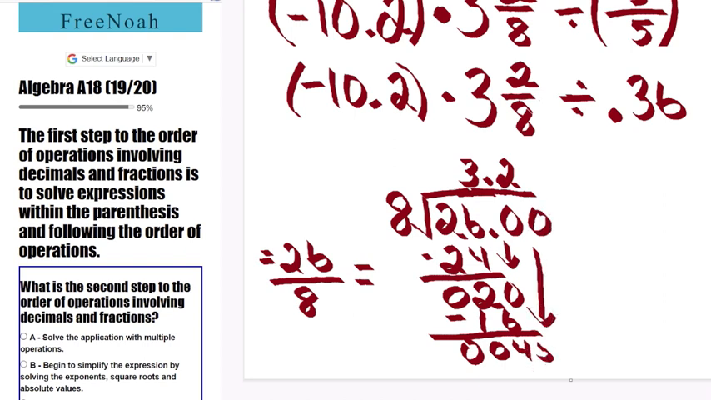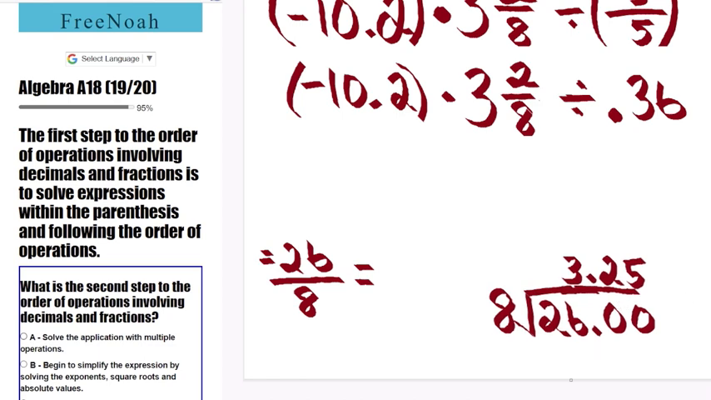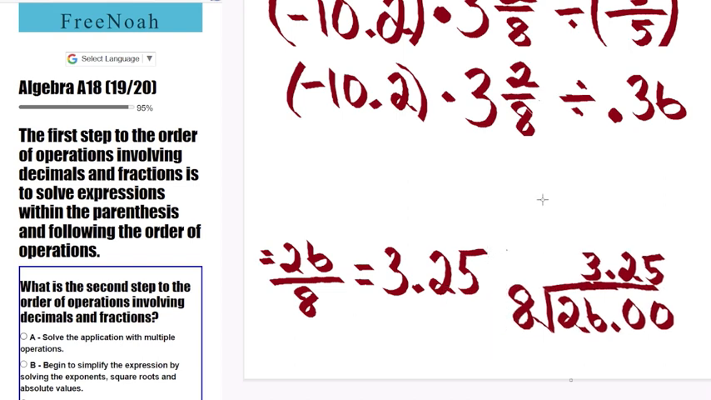Repeat the process. Let's go ahead and borrow 0. Drop down the 0. And that'll give us 40. 8 goes into 40 5 times. 5 times 8, well, that's 40. And 40 minus 40 is 0. So we can state here that 3 wholes with a fraction of 2 over 8 is equivalent to 3 and 25 hundredths. So now we have decimal form.